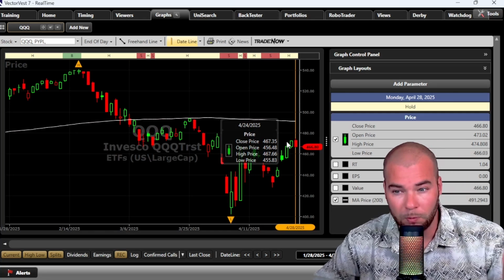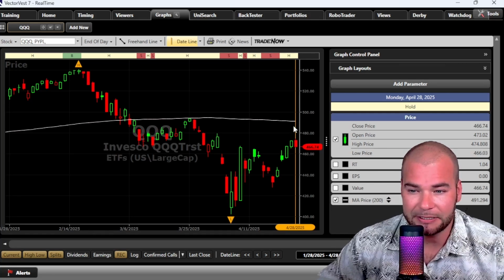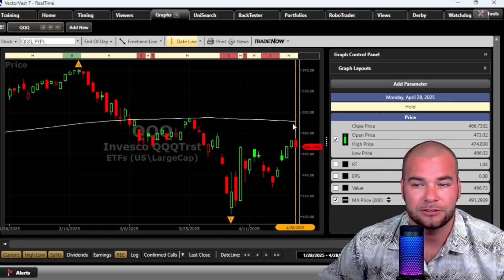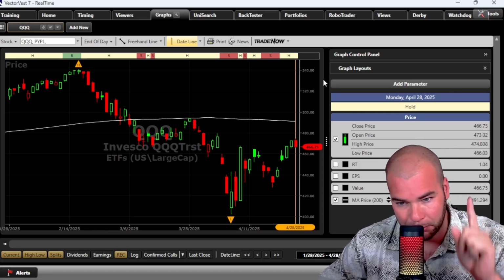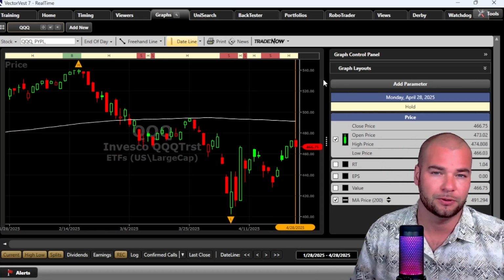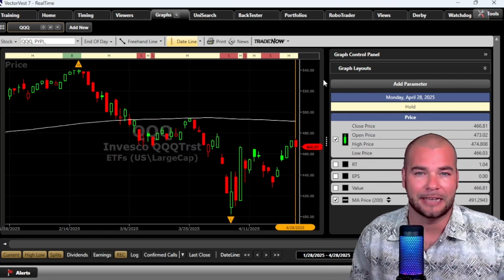So going forward, we'd like to see not a retest, not a rejection at the 200-day moving average, but a clear break, maybe a retest from the top side, and then off to the races. That would be the best bull case scenario when looking at the 200-day moving average and the NASDAQ 100.